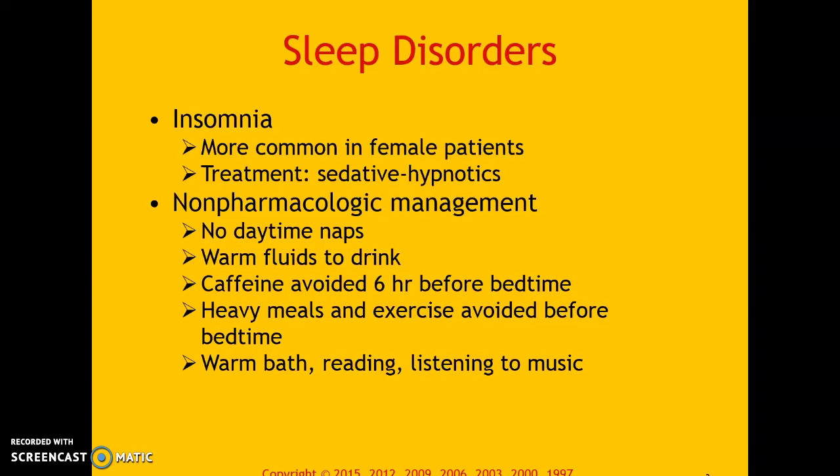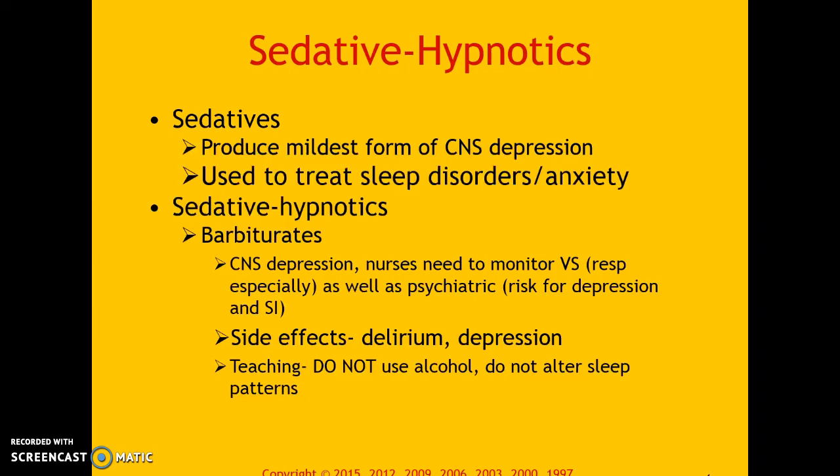So for insomnia, again, more common in female patients, and we can use sedative hypnotics as the treatment. Again, non-pharmacological management, same stuff's kind of listed there again. So sedative hypnotics, they produce the mildest form of central nervous system depression, because we want to be very careful when we're depressing the CNS. Again, knowing what the CNS does is very important, because if I don't, then I won't know what happens if I depress it, okay? So barbiturates is one of the big ones that we can use for CNS depression.